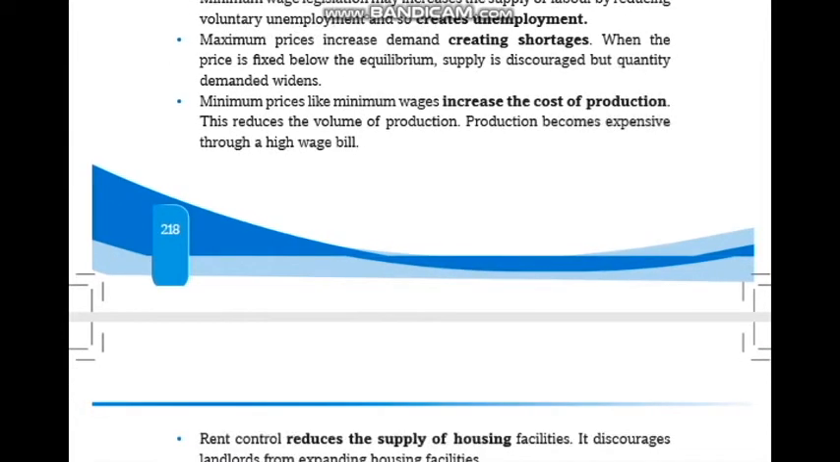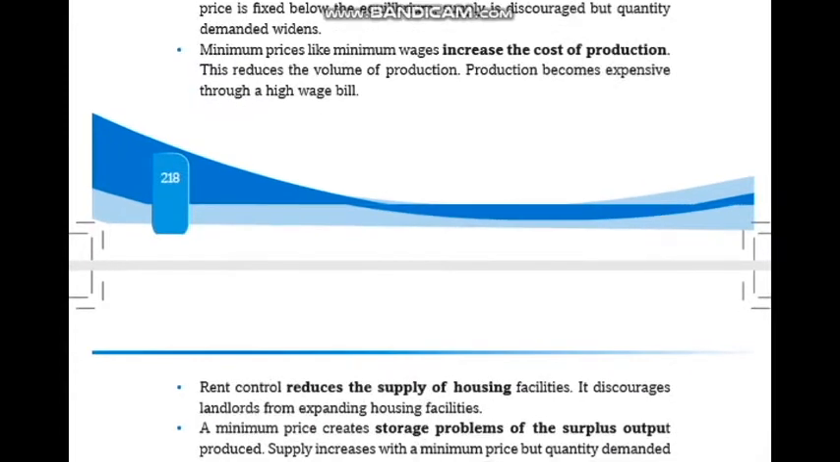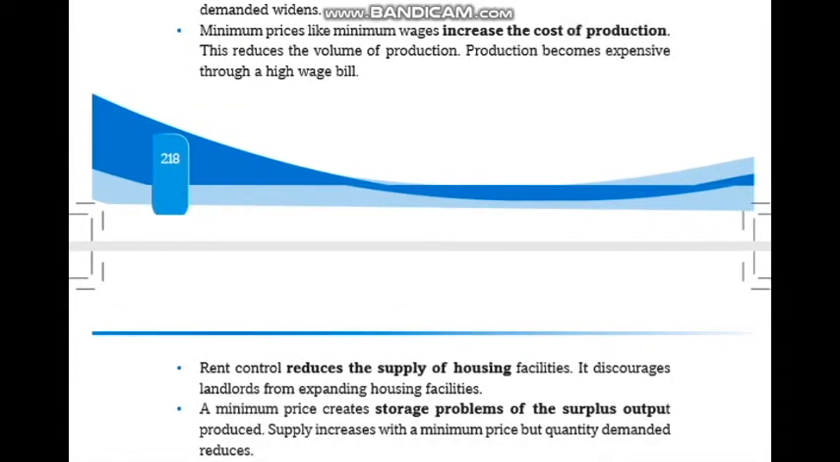Maximum prices increase demand, creating shortages. When the price is fixed below the equilibrium, supply is discouraged while quantity demanded widens. Minimum price, like minimum wages, increases the cost of production. This reduces the volume of production.